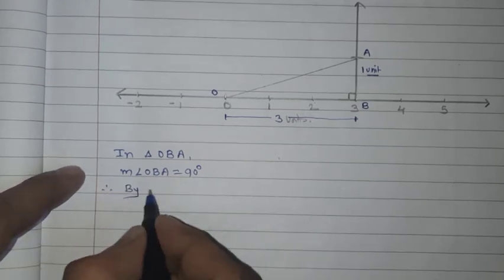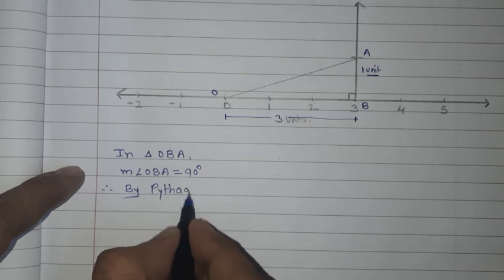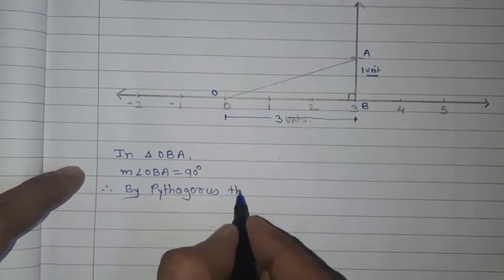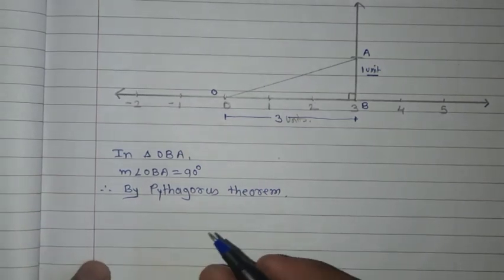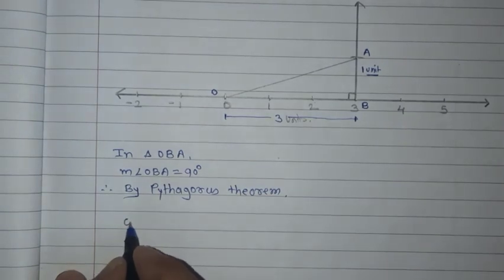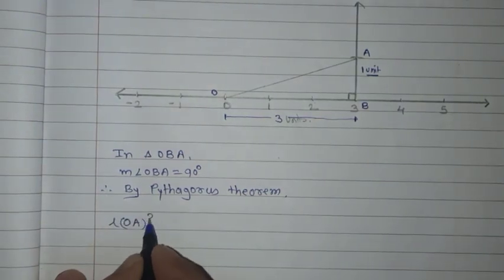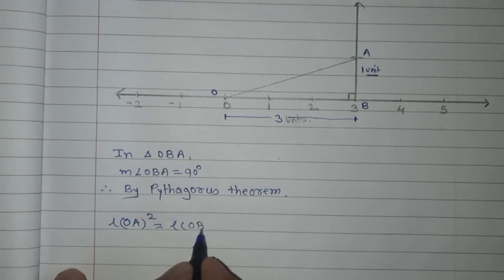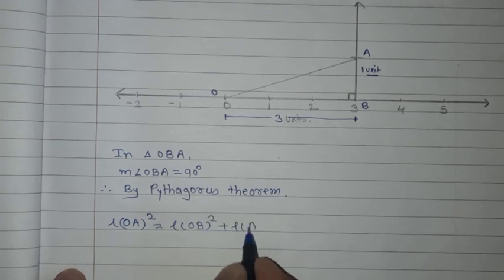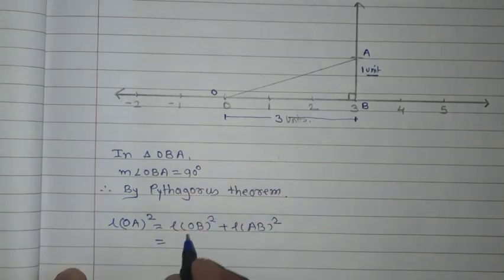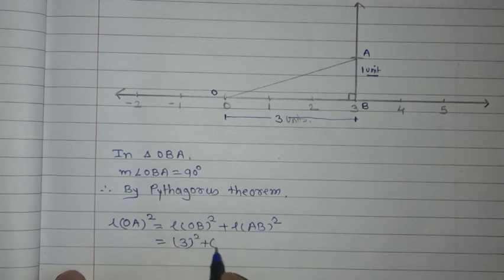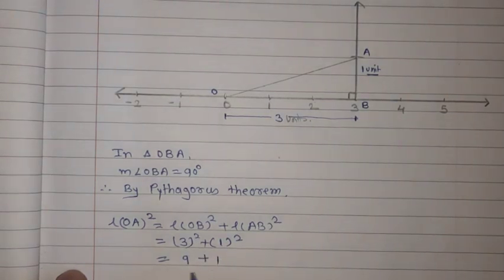Therefore, by Pythagoras theorem, which is the hypotenuse, OA. Therefore, we can write here length OA square is equal to length OB square plus length AB square. Now we have to find OA. OB is 3 square plus AB is 1 square. Square of 3 is 9 and square of 1 is 1. It is 10.